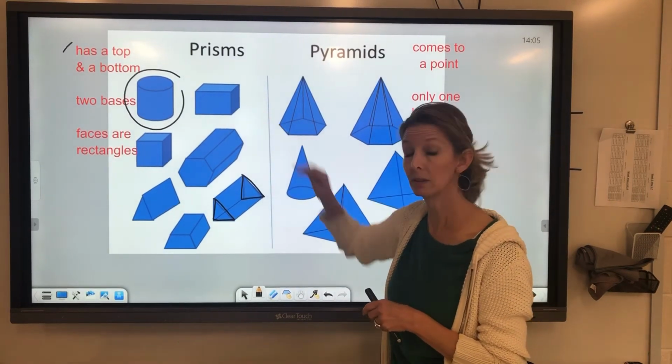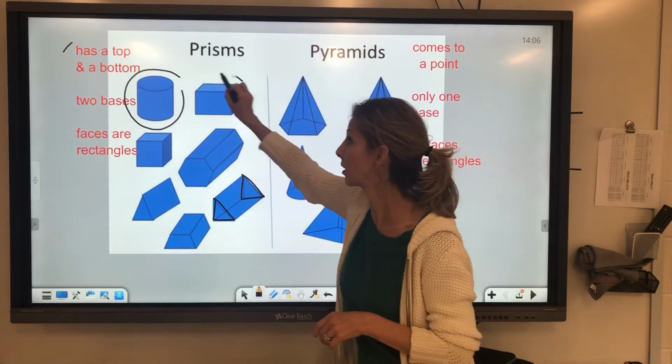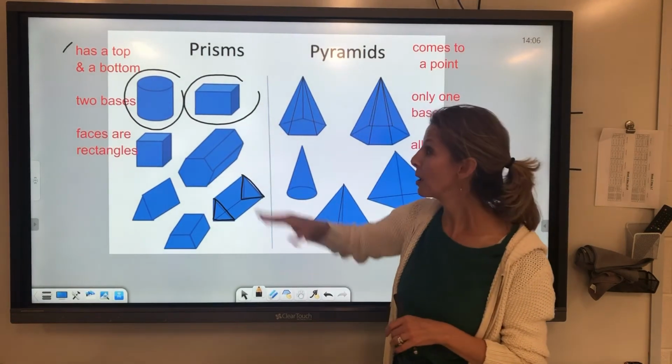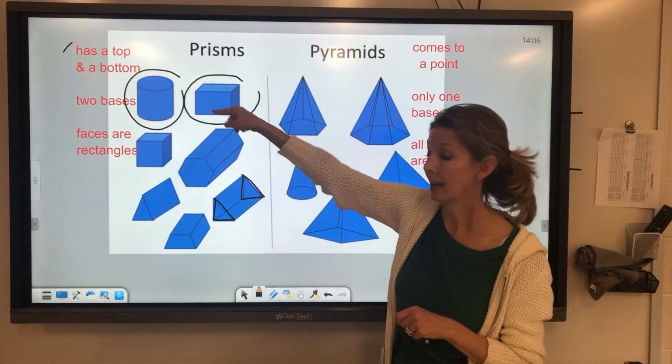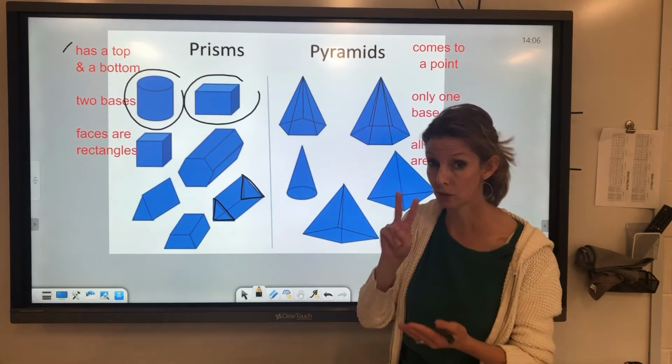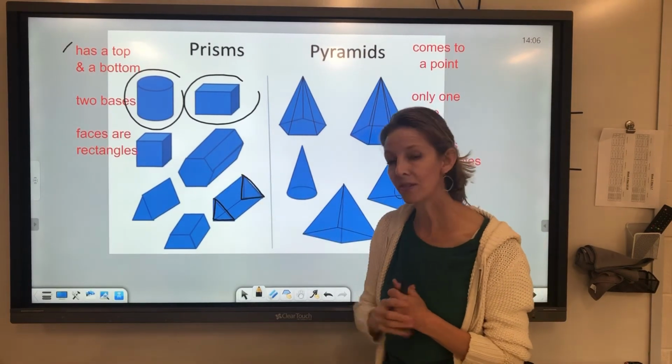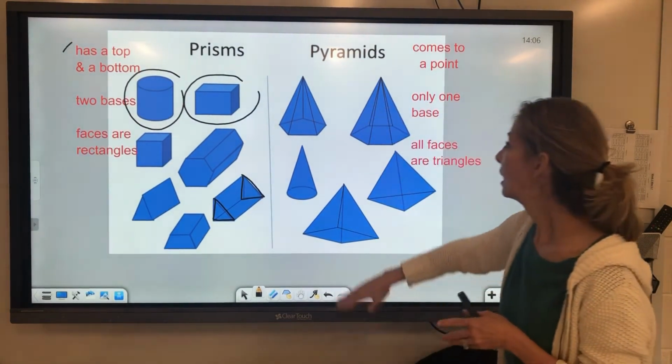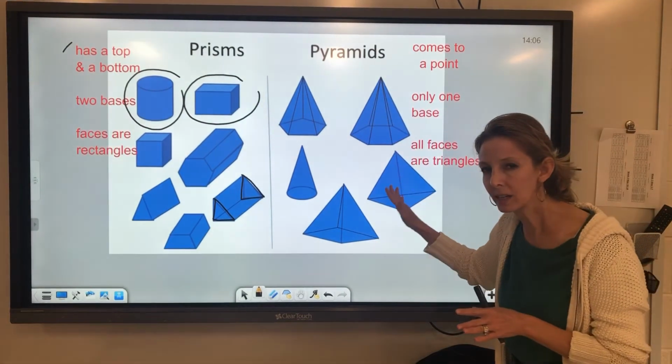Now it's possible the top and bottom might be rectangles, like with our rectangular prism. But three characteristics of a prism: it has a top and a matching bottom, which are the two bases, and all the faces are rectangles. Let's contrast that over here with a pyramid.